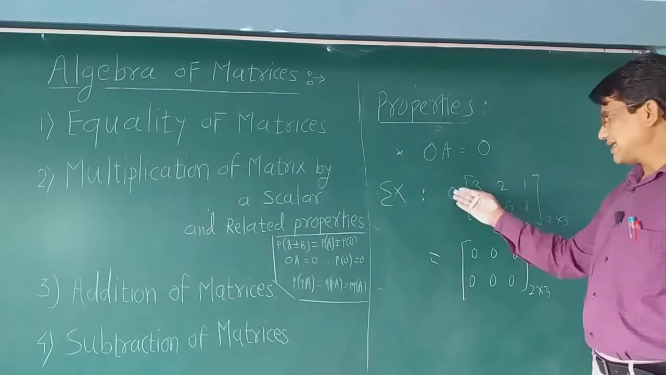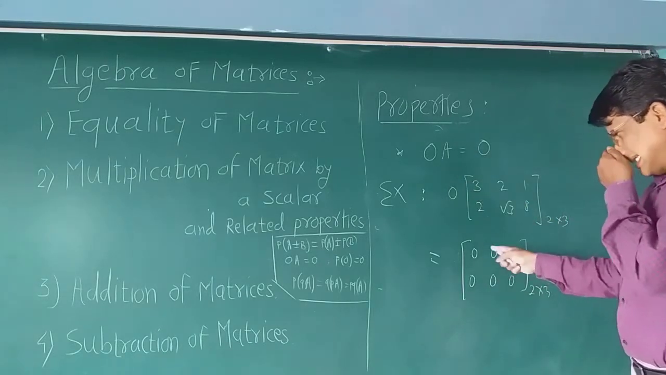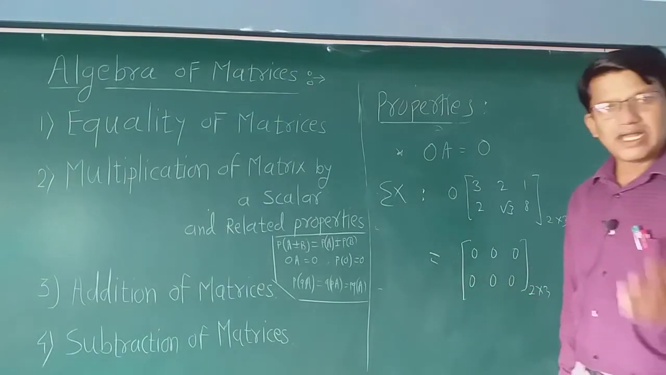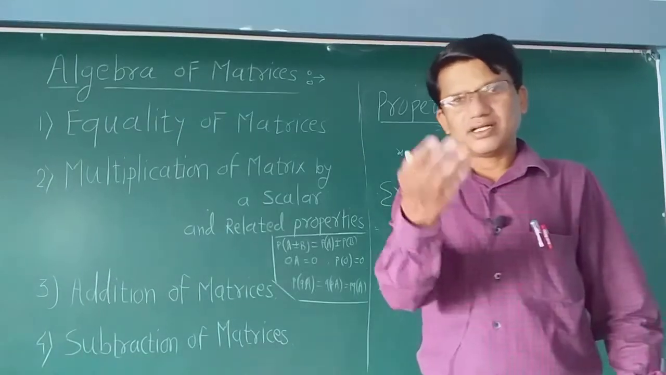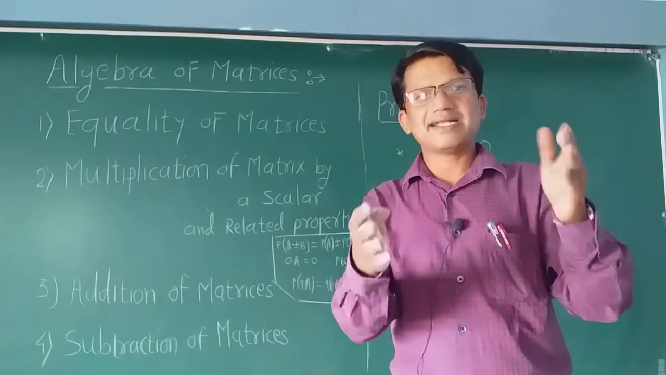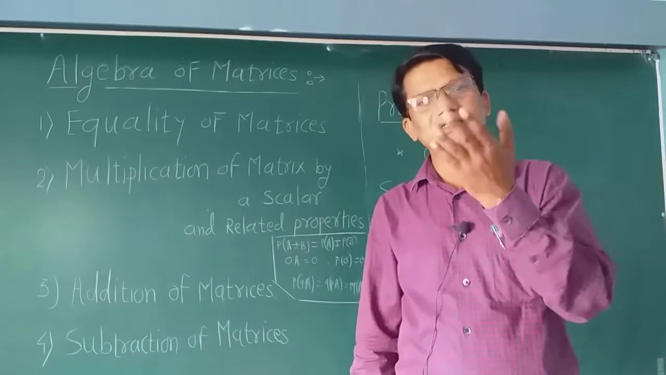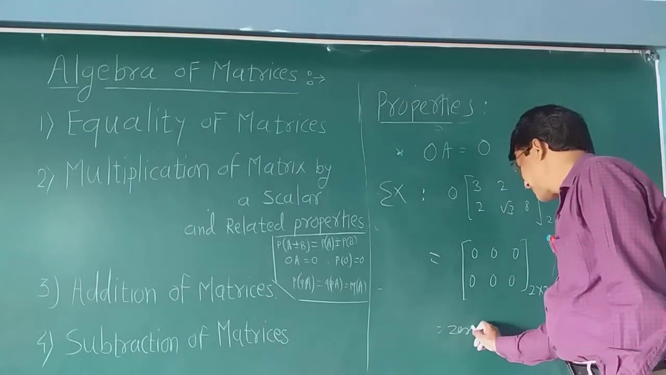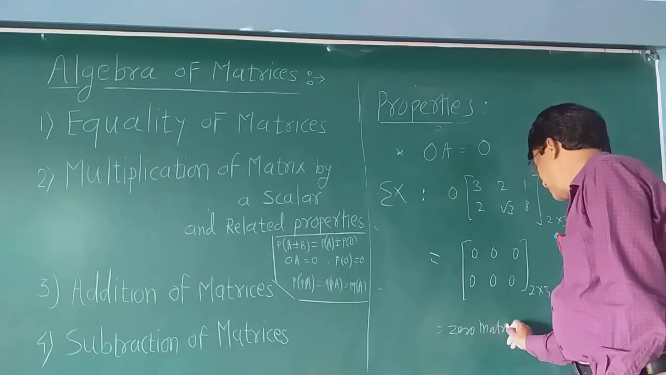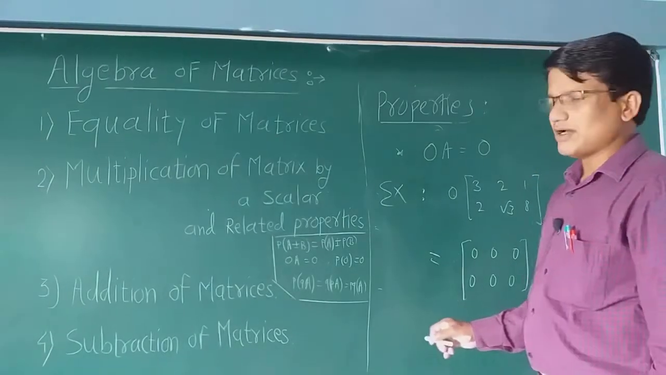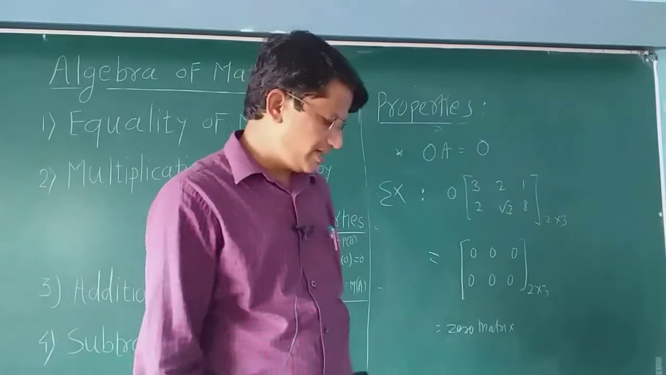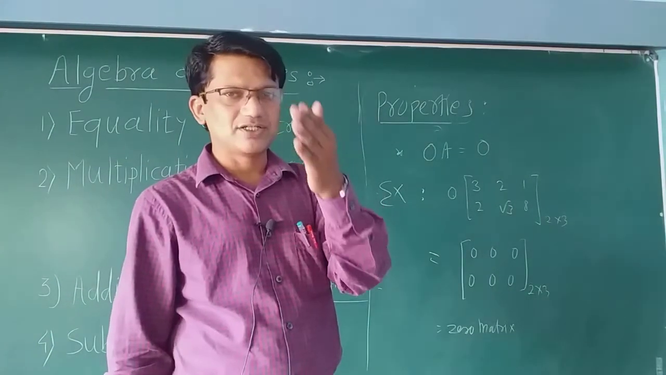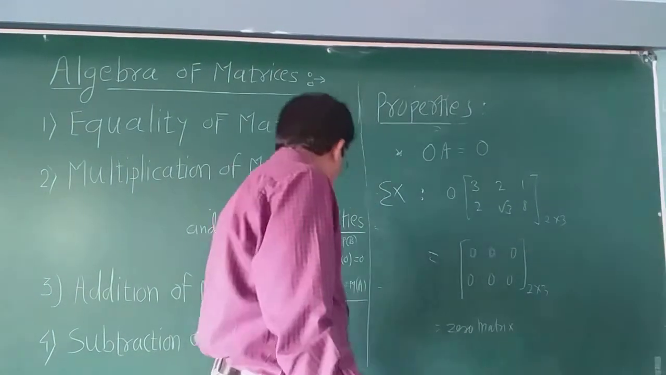Here also, and where is 0 multiplied with? Here we get a 0 matrix. This is a 0 matrix, and we have discussed the definition of a 0 matrix: a matrix having every element 0. Hence this is a 0 matrix. So if a given matrix is multiplied by the scalar 0, we get the answer 0.